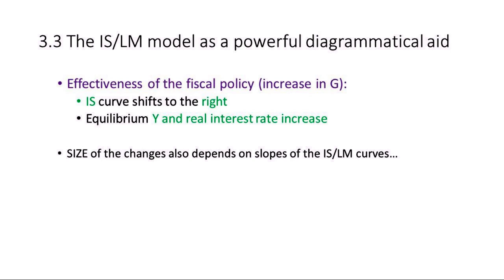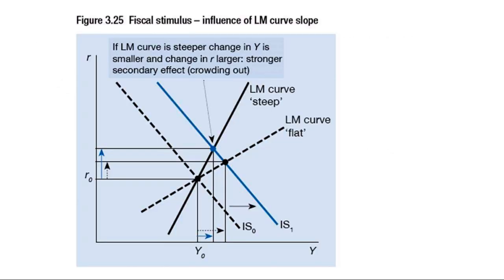We can also talk about the effectiveness of fiscal policy. We know that an increase in government spending moves the IS curve to the right and it increases the equilibrium income, but also pushes up the interest rate. Now the size of this again depends on the slopes. In this case, we have our two IS curves before and after the increase in government spending. Government spending moves the IS towards the right. Now, the slope of the LM curves influences the impact of that spending.